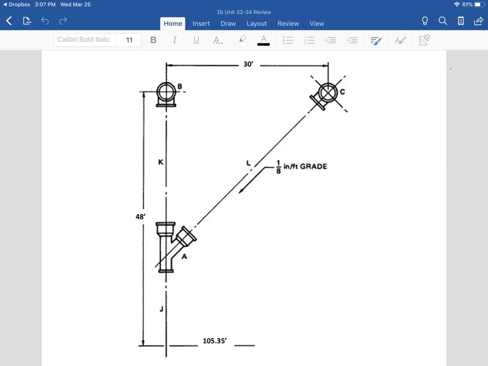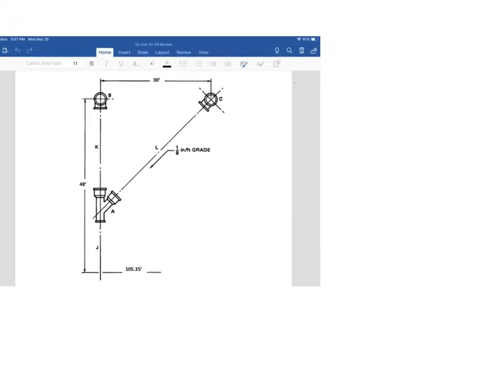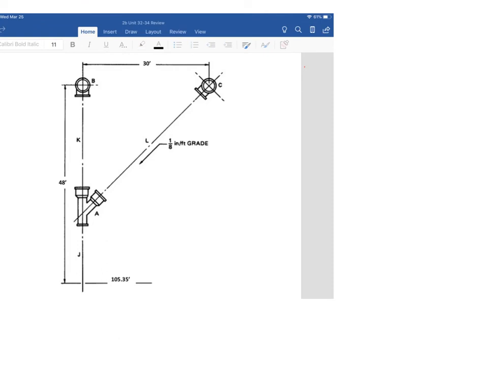This is a super similar question to what we were just doing. So here's the picture. First of all, we need to find center to center of J, K, and L. We know that the overall rise, I'm going to highlight it red, this overall rise is 48 feet. We also know that the horizontal distance is 30. I always draw my right triangle. So here I just highlighted my right triangle. If this is 30 feet, my fittings are 45s. That tells me that this is 40 feet.